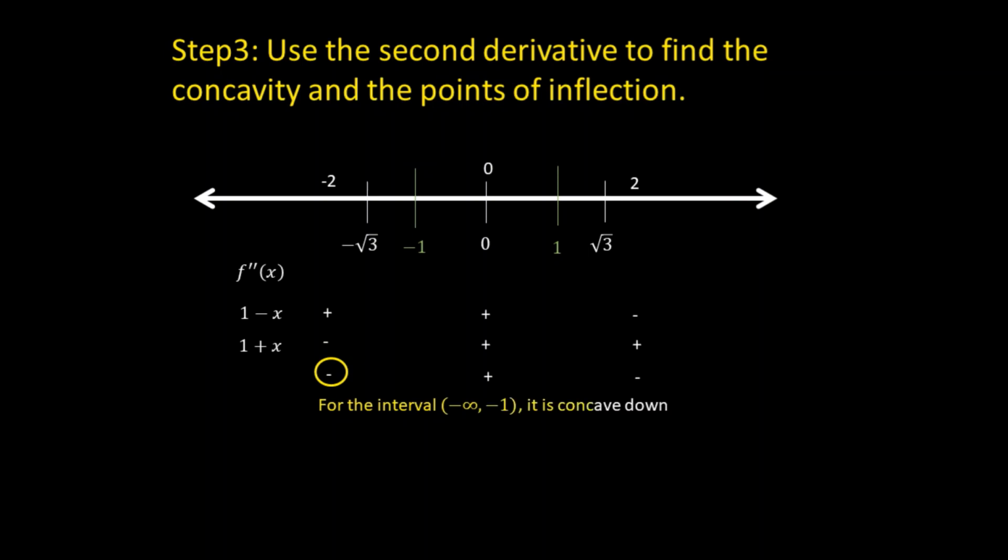For the interval negative infinity to negative 1, it is concave down. For the interval negative 1 to 1, it is concave up. And for the interval 1 to positive infinity, it is concave down.